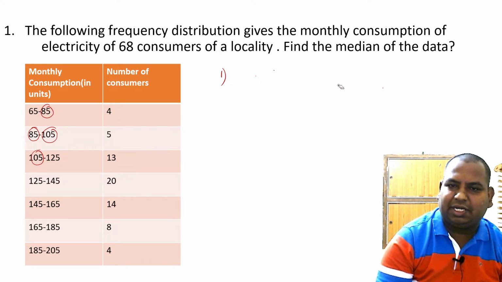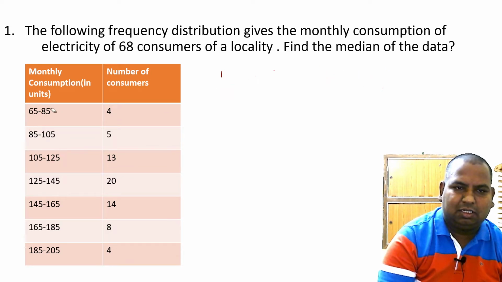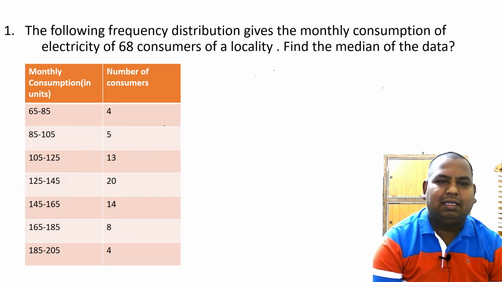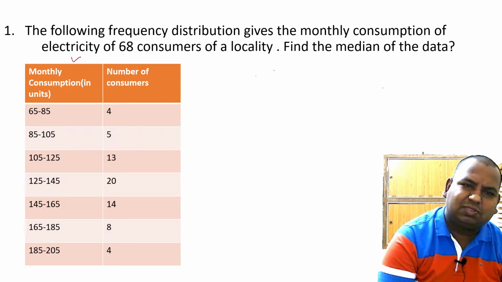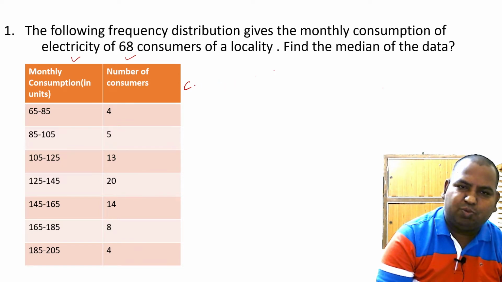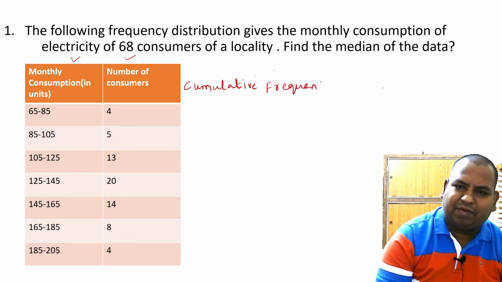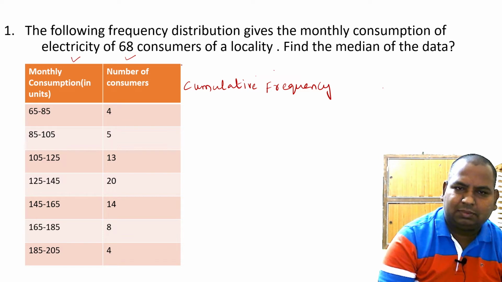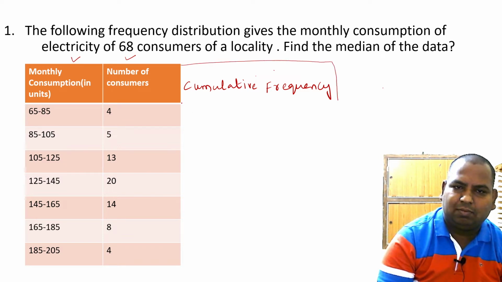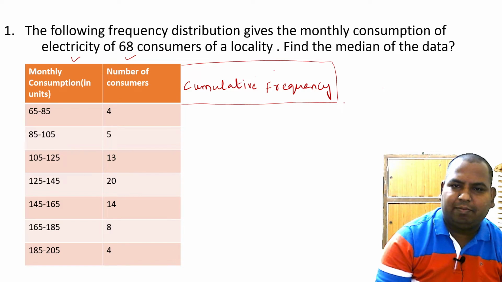Here class intervals are continuous. That is a good thing. Now let us proceed to find the median. In the question here, just two columns are given, but when you find the median, you need one more column. You need a column named cumulative frequency. Finding cumulative frequency is very simple. So you need an additional column to find the median.